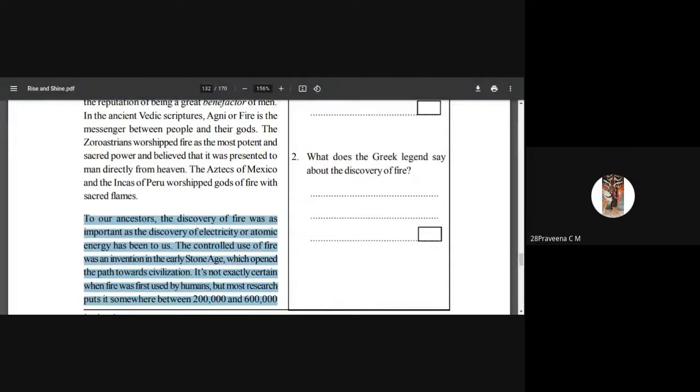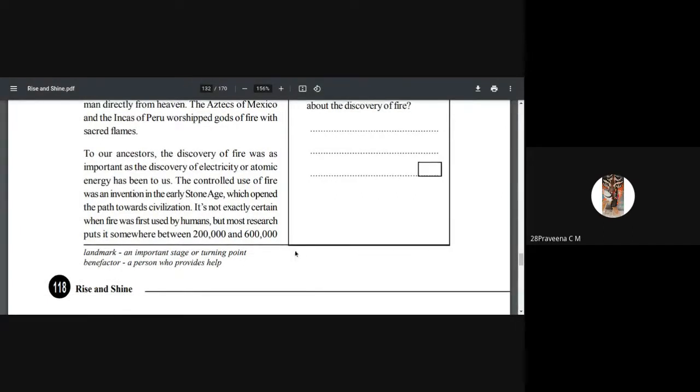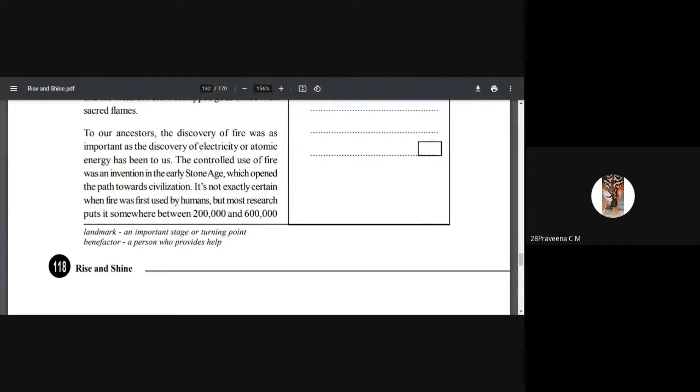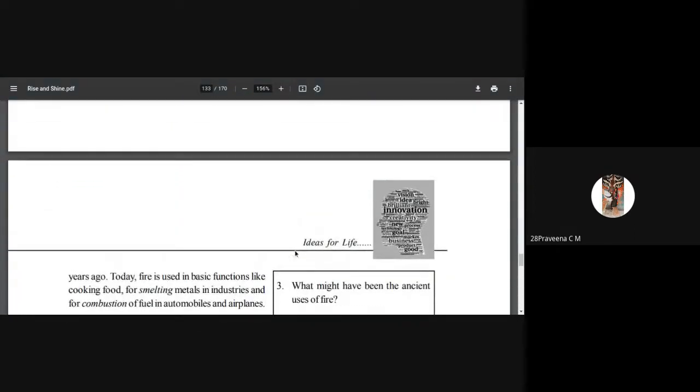To our ancestors, the discovery of fire was as important as the discovery of electricity or atomic energy has been to us. The controlled use of fire was an invention in the early Stone Age, which opened the path towards civilization. It is not exactly certain when fire was first used by humans, but most research puts it somewhere between 2 lakh and 16 lakh years ago. Today, fire is used in basic functions like cooking food, for smelting metals in industries, and for combustion of fuel in automobiles and airplanes.